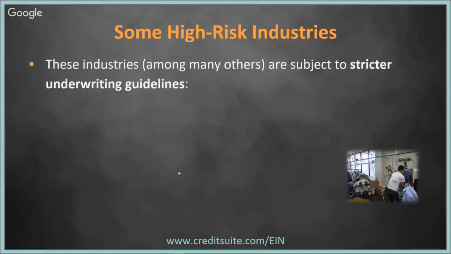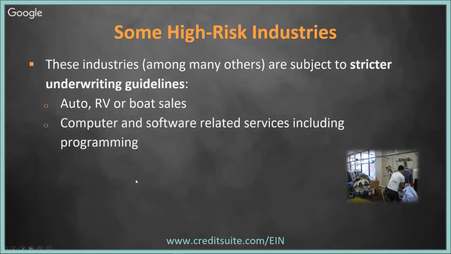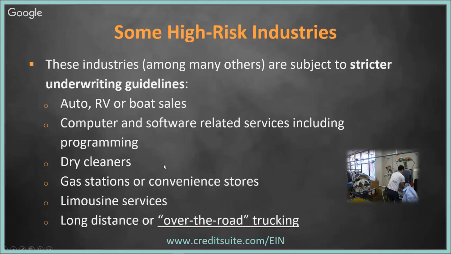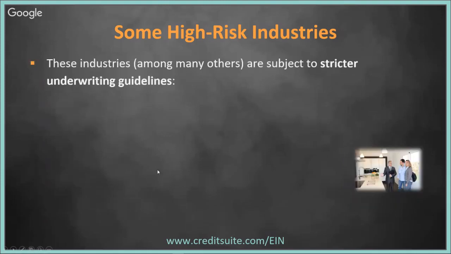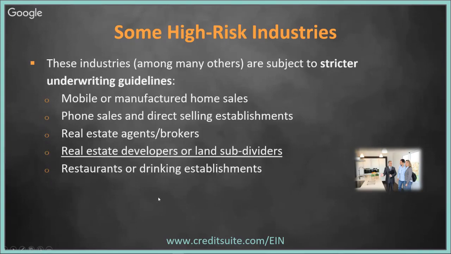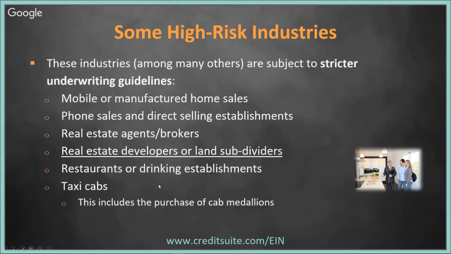Now, these industries are subject to stricter underwriting guidelines, but just because you're in them won't necessarily get you turned down. Auto, RV, or boat sales, computer and software related services, programming, dry cleaners, gas stations, convenience stores, limousine services, long distance or over the road trucking. These industries, amongst others, are subject to stricter underwriting guidelines. Mobile or manufactured home sales, phone sales, direct selling, real estate agents, brokers, real estate developers or land subdividers, restaurants or drinking establishments, taxi cabs. Okay, this includes the purchase of cab medallions, travel agencies, for example.